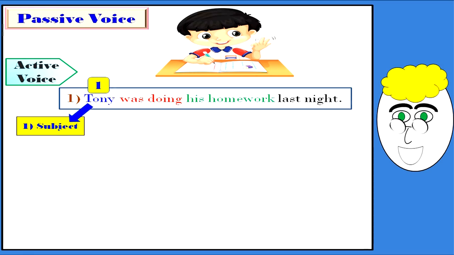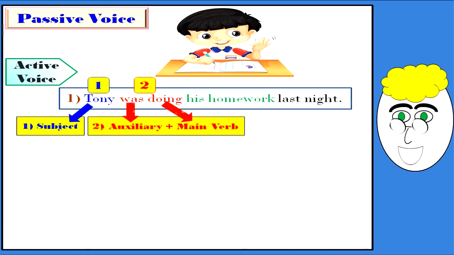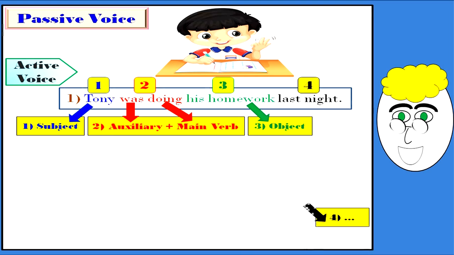Part number 2 is "was doing," and here we have 2 elements: "was," which is the auxiliary, and "doing," which is the main verb, to do. Part number 3 is "his homework," and it is the object of the sentence. And finally, part number 4 is "last night," and it is the rest of the sentence.